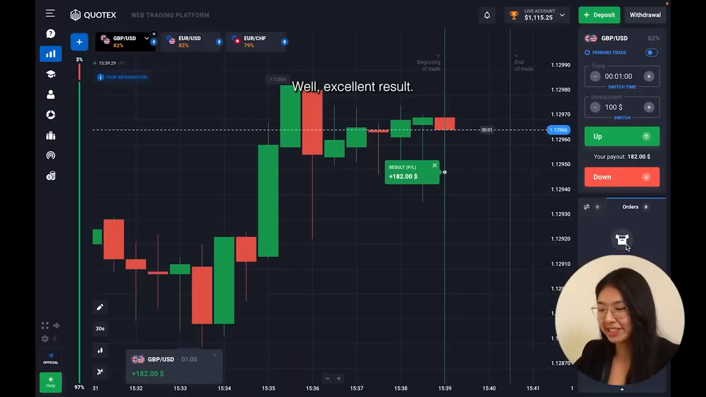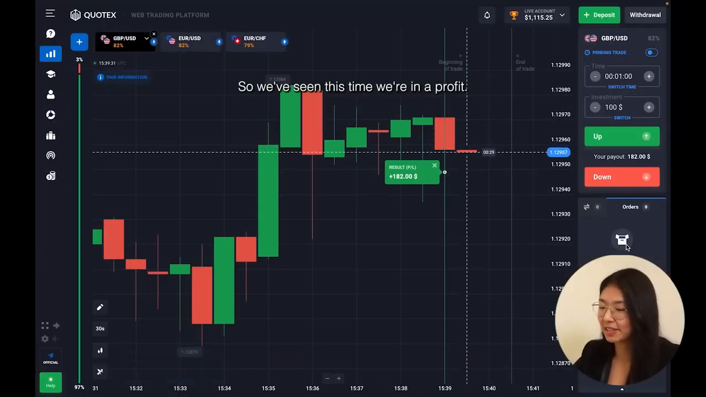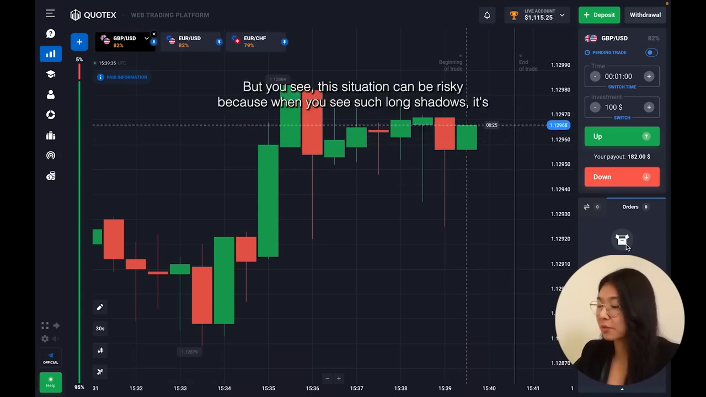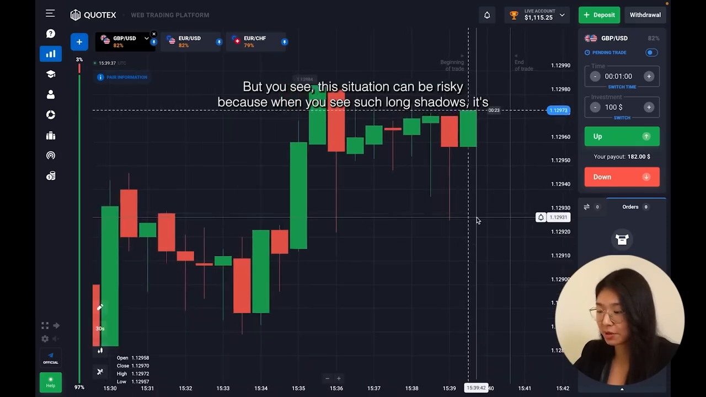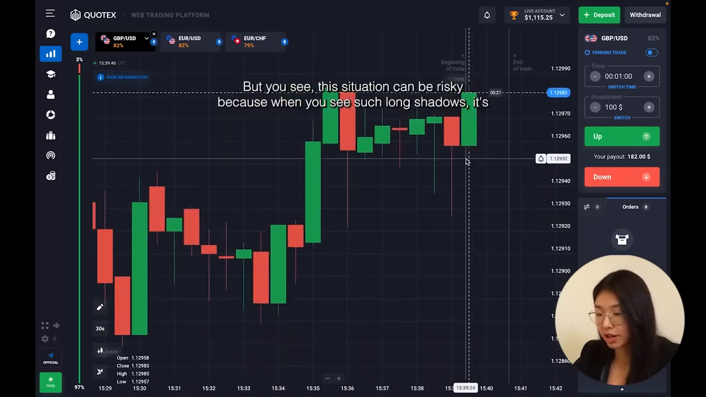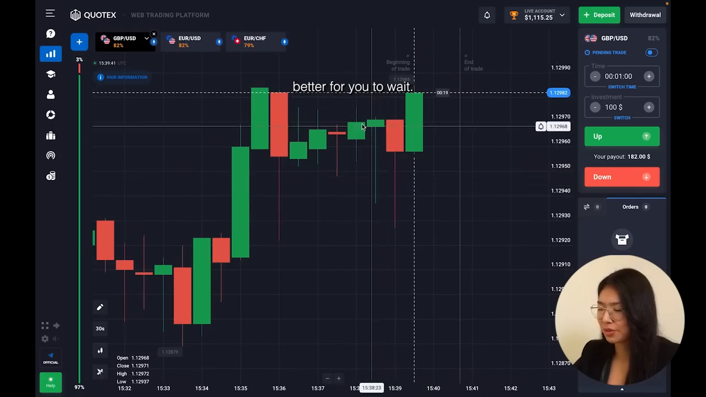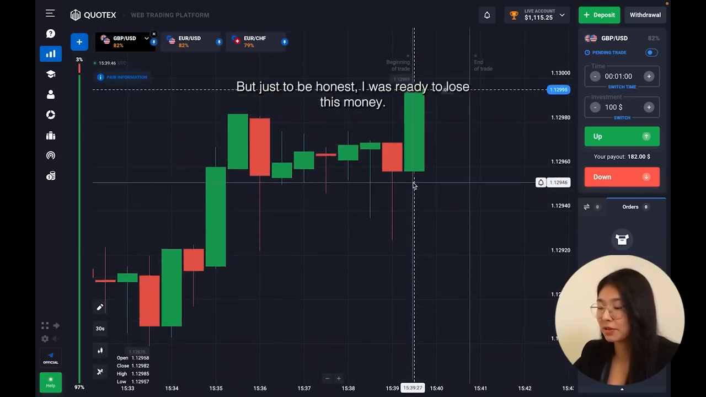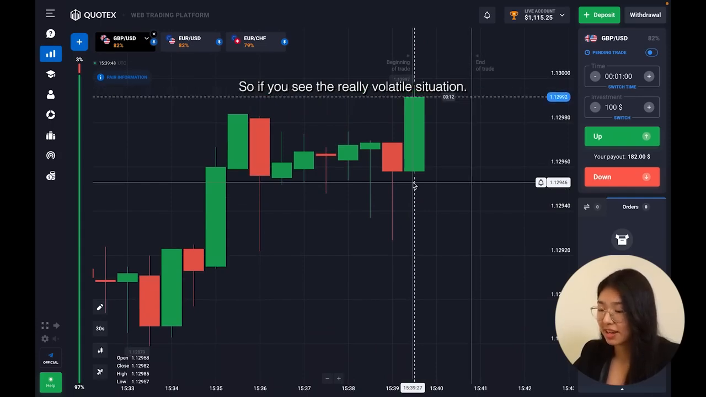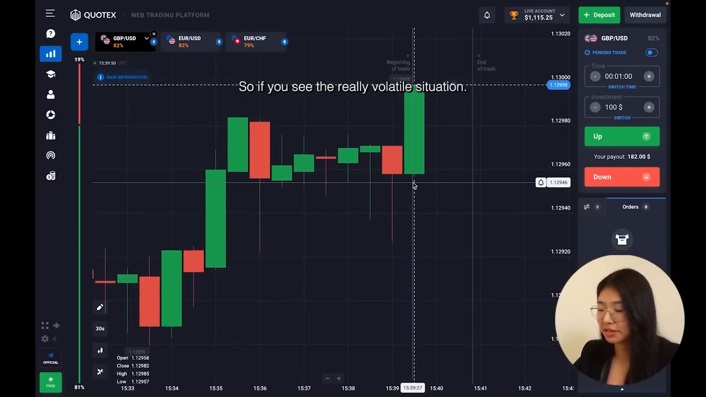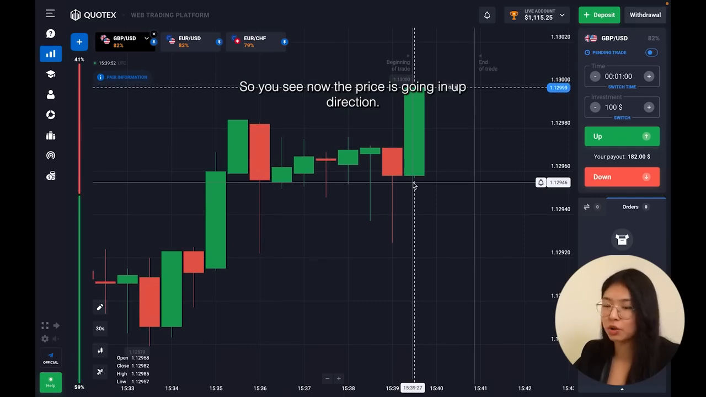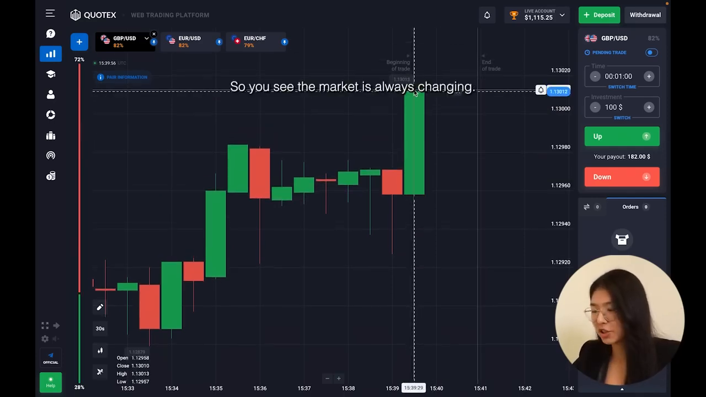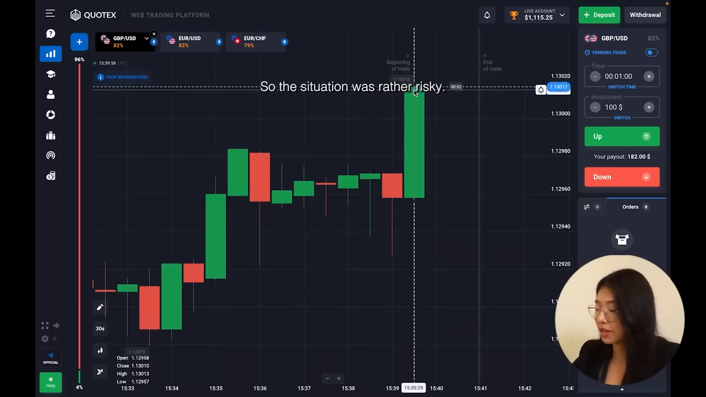So guys, it's an excellent result, and we've seen this time we're in profit, but you see the situation can be risky, very risky, because when you see such long shadows, it's better for you to wait. At this time our trade was risky, but just to be honest, I was ready to lose this money. If you see this really volatile situation, you see now the price is going in an up direction, because the market is always changing. So the situation was rather risky.